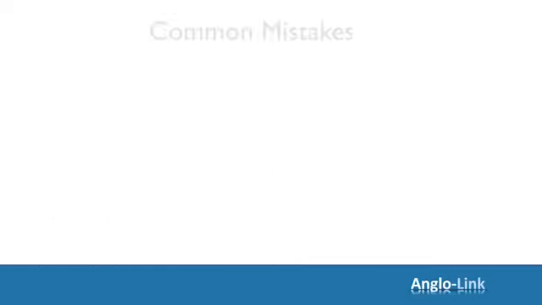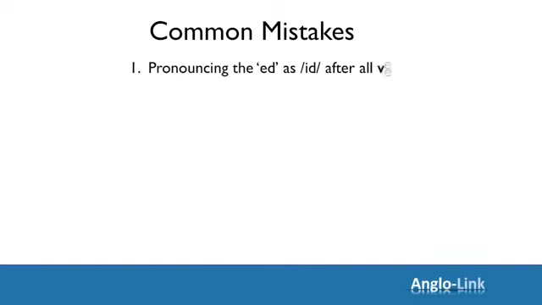Okay then, let's look at the common mistakes. As you can imagine, the most common mistake is pronouncing the ed as id after all verbs. Let's look at some examples. Common mistake, saying help it. It is helped. Saying walk it. It is walked.